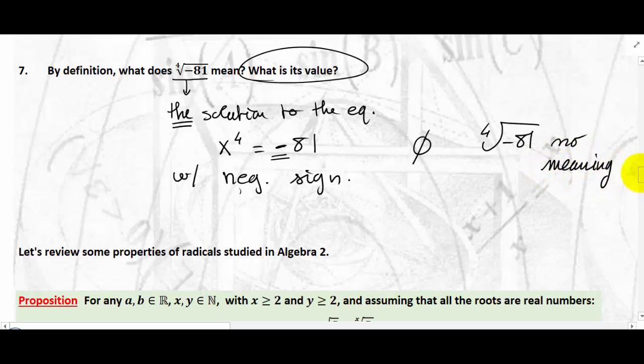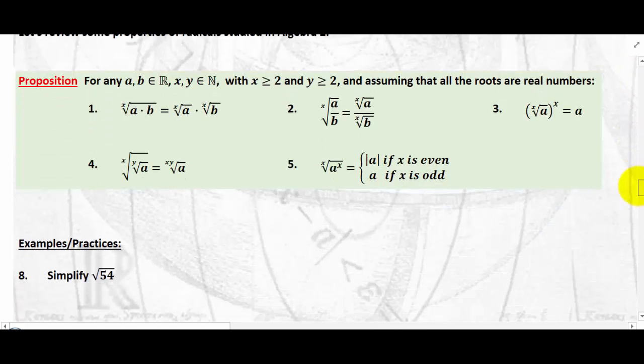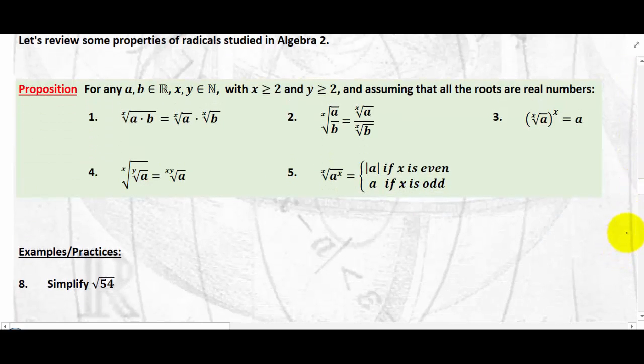So I think after that, I cover a couple of properties that are fairly natural. You should have used them plenty of times before. Here, let me read them in plain English. The x root of a product is a product of the x roots. The x root of a ratio is the ratio of the x roots. Now, to say this, I'm assuming that all the roots are real numbers. We have to be careful here.